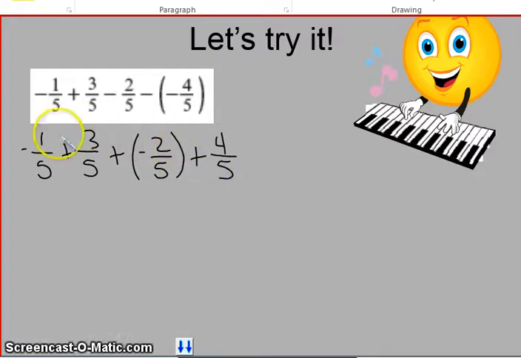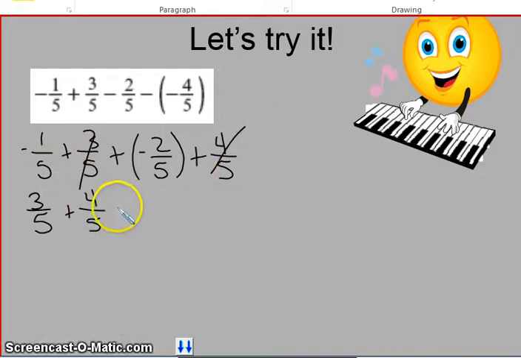Now I'm going to group my terms with like signs. So I'm going to put my positives together and my negatives together. So here I have positive 3/5. I'm going to start with that. Takes care of that term. And then I have plus 4/5. Takes care of that term.